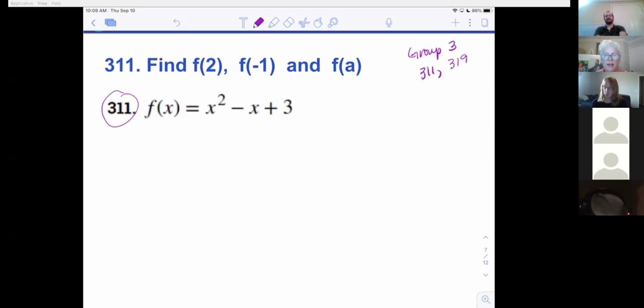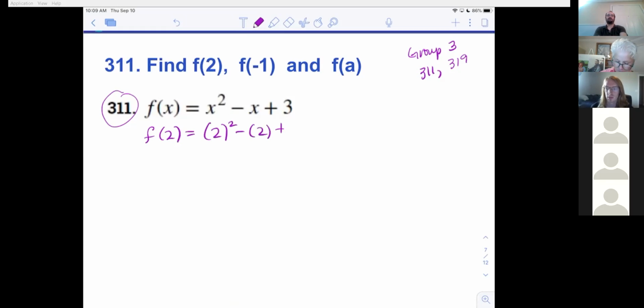I know y'all had this one because I was in your group for a while. Okay, so we put 2 for the x. 2 squared minus 2 plus 3, which is going to be 4 minus 2 plus 3, and then 2 plus 3 equals 5. Perfect.